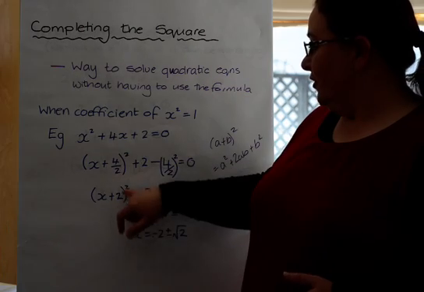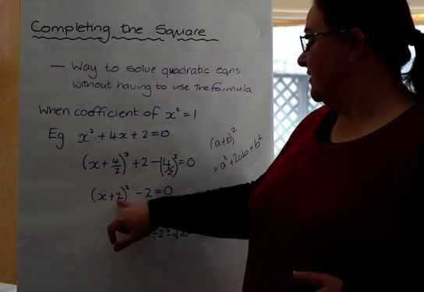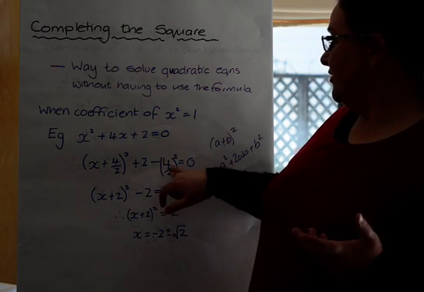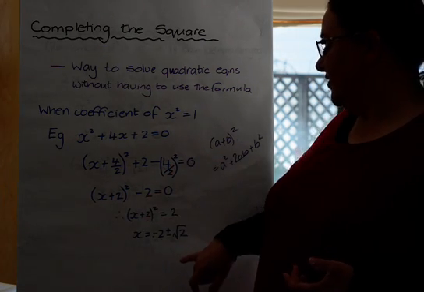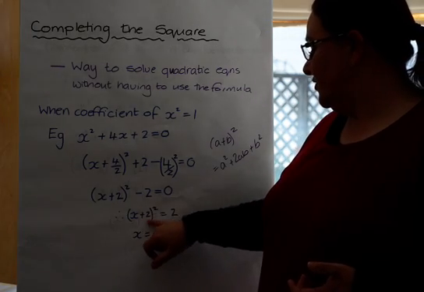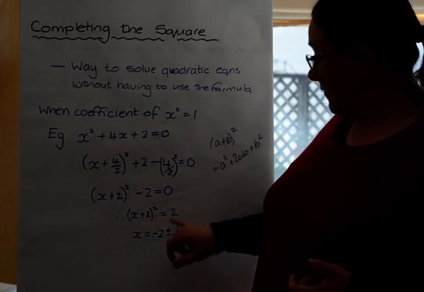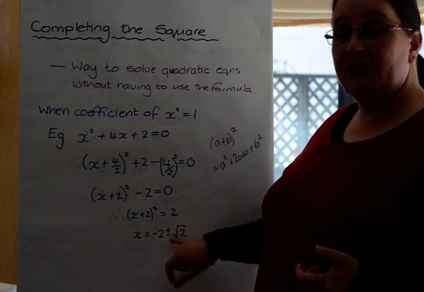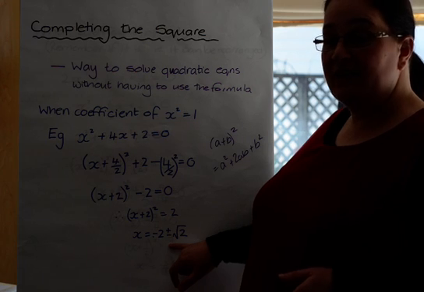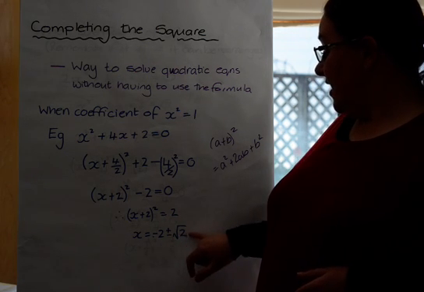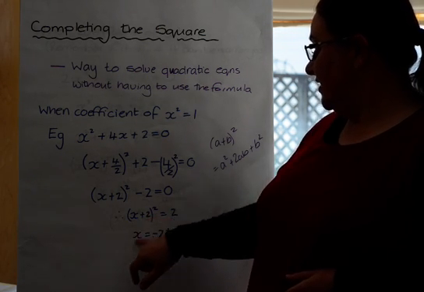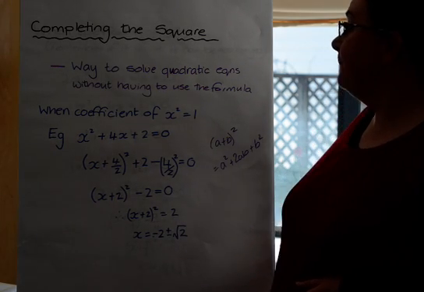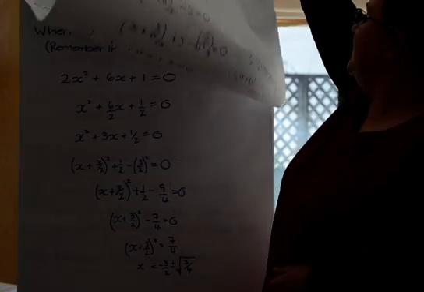So obviously we know 4 over 2 is just 2, so that becomes x plus 2, and 4 over 2 is 2, square it is 4, so that becomes negative 2. So therefore I end up with x plus 2 all squared equals 2. And then doing the square root, remembering of course that you have to account for both the positive and the negative solutions, we can then rearrange it and get x equals negative 2 plus or minus the square root of 2.